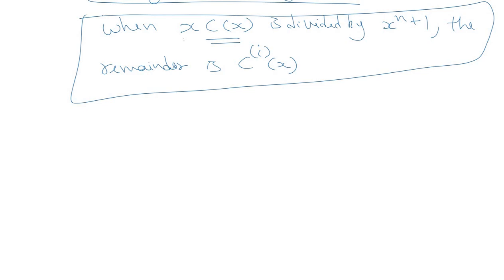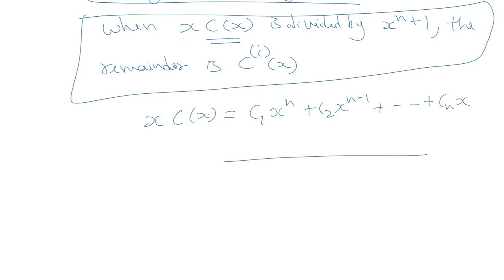Let's say this x of Cx will be what? X into C of x can be written as C1 x raised to power n plus C2 x raised to power n minus 1 plus Cn into x, right? So when we divide this x into C of x by x raised to power n plus 1, where n is the number of digits in the code word, right? N is the number of digits in the code word.